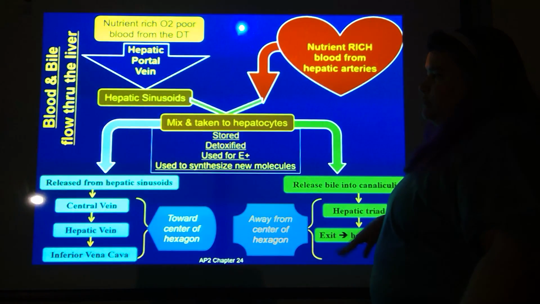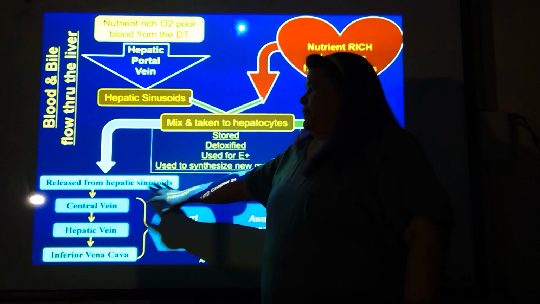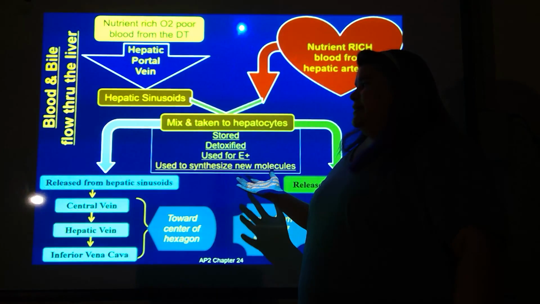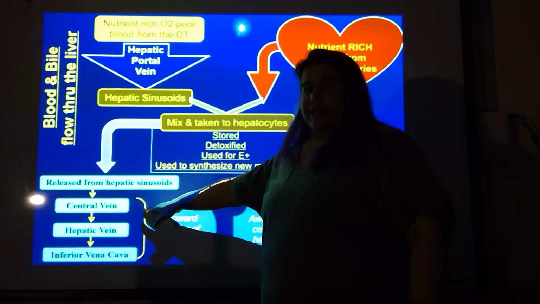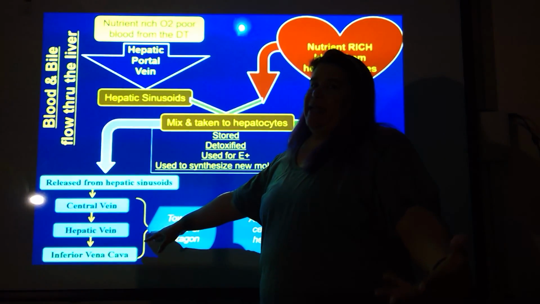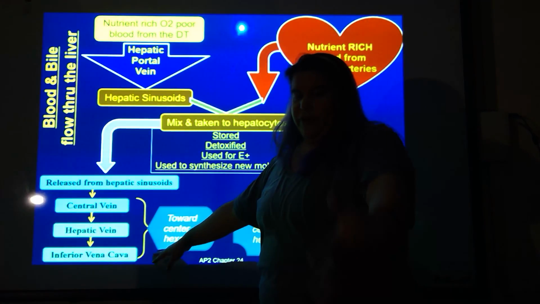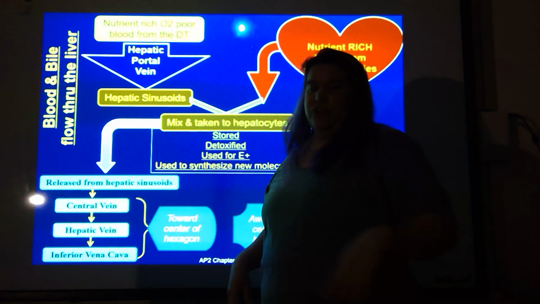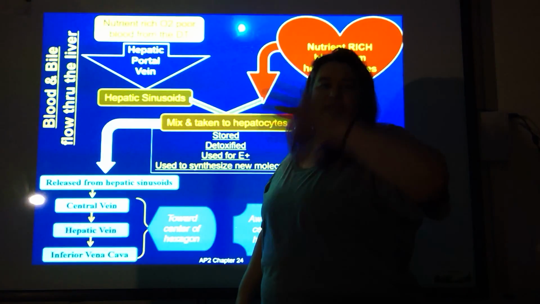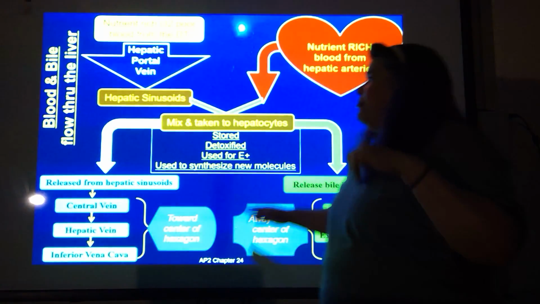So, if I am released from the hepatic sinusoids, I go toward that central vein, to the hepatic vein, and eventually to the inferior vena cava, where I'm going to make it into general circulation. Let's say it's a nutrient, so it starts moving.